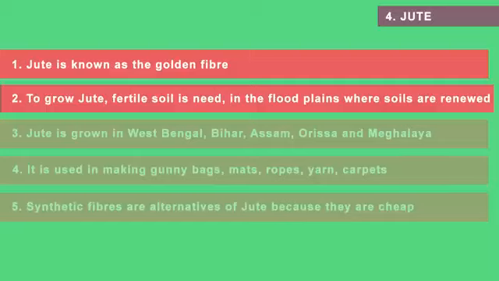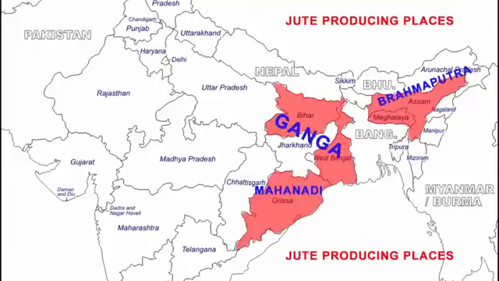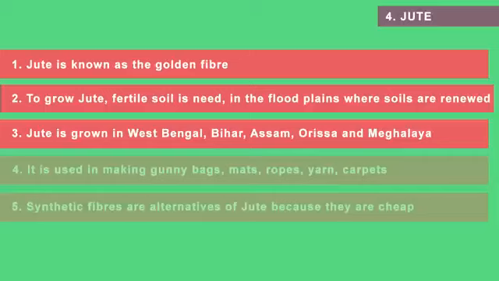And how does a soil get renewed? By continuous flow of river. And where can you find such a place? West Bengal, Bihar, Assam, Orissa, Meghalaya. If you see, all these places have rivers that are perennial or continuously flowing. So that helps in renewing the soil.